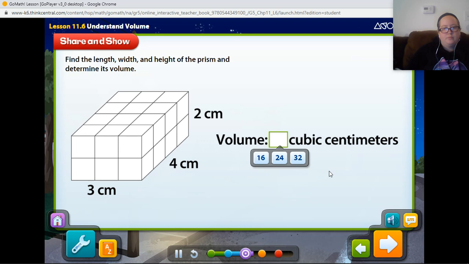Now, select the correct volume. Well, 3 times 4 is 12, times 2 is 24. That's right. The volume is 24 cubic centimeters.